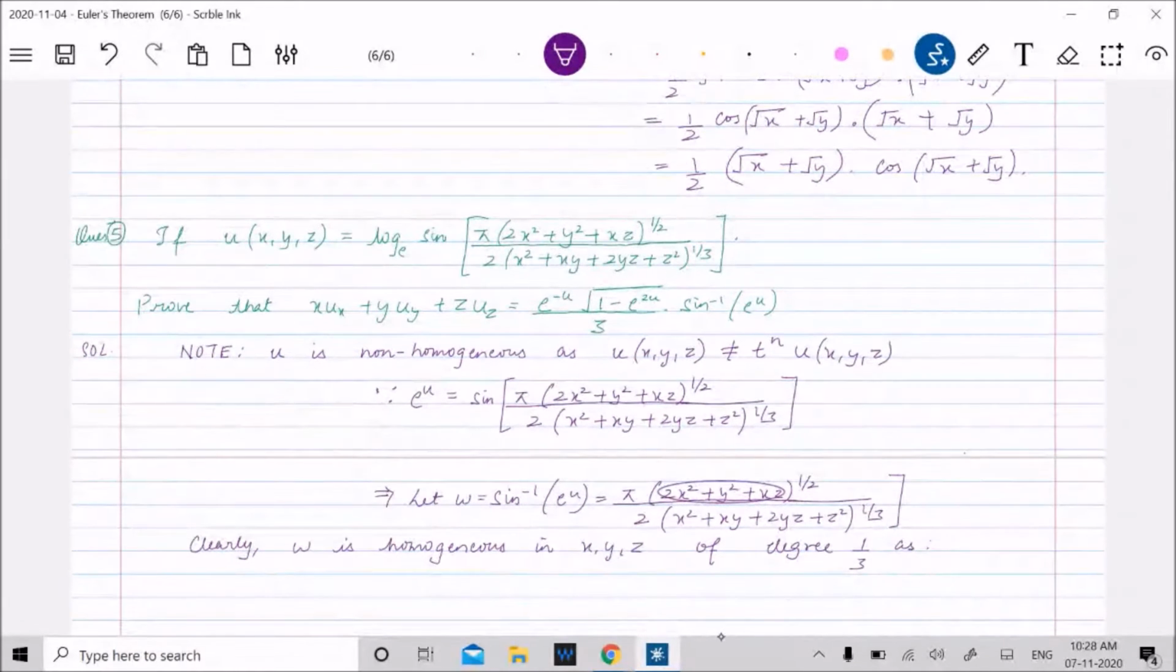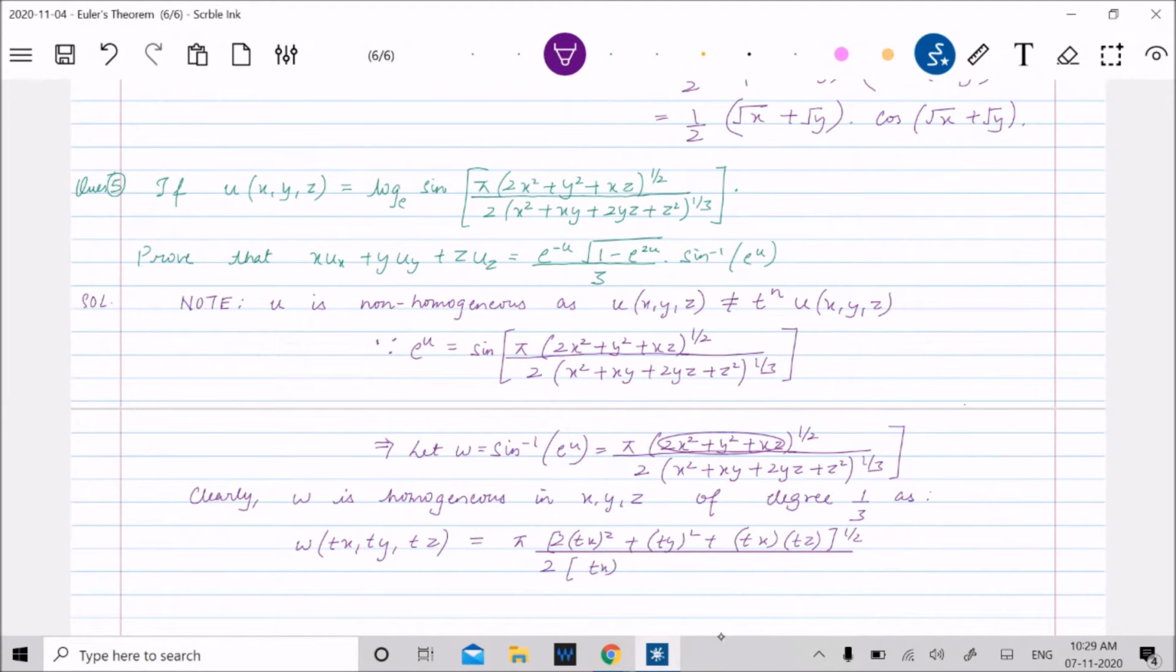Degree 1 by 3, and I am giving a small proof for this, as the reason is this. See, w dx dy dz is equal to pi by 2 times (x square dy square plus tx dz) whole to the power half, divided by (tx square plus tx dy plus 2 dy dz plus tz) whole square, whole to the power 1 by 3.